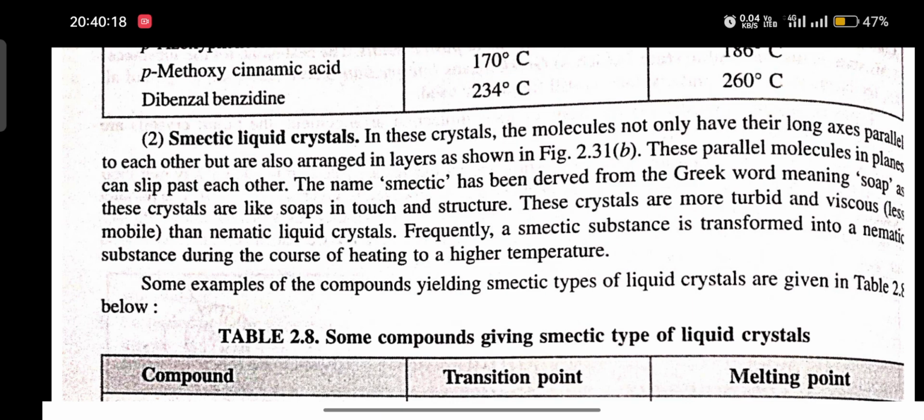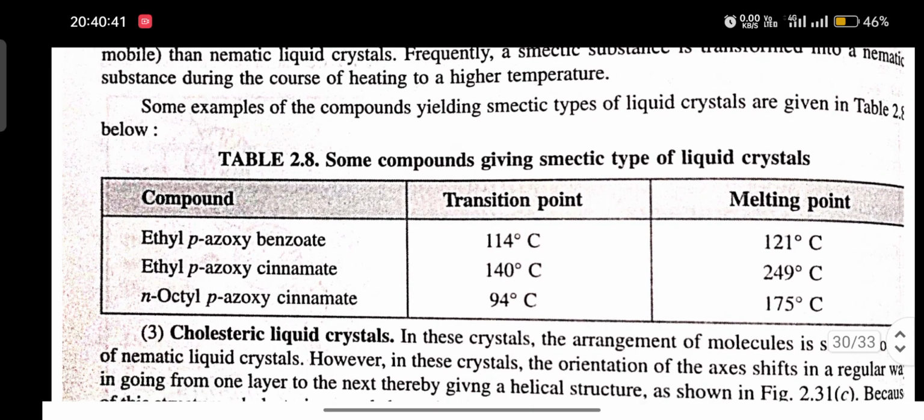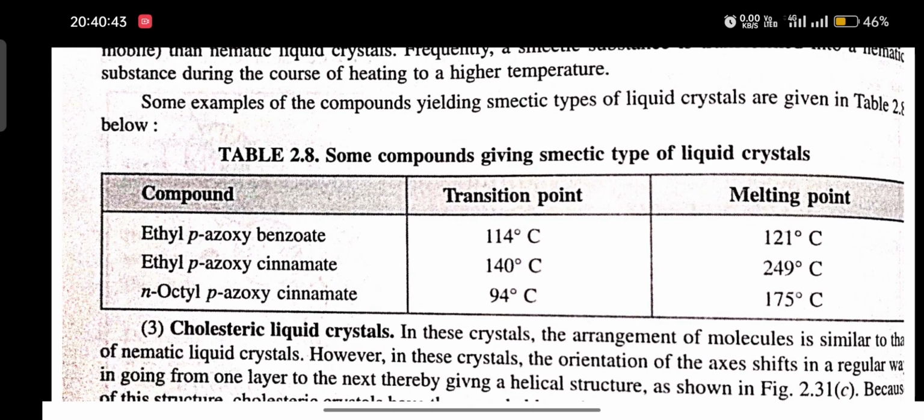The name smectic has been derived from the Greek word meaning soap, as these crystals are like soap in touch and structure. These crystals are more turbid and viscous than nematic liquid crystals. Frequently, a smectic substance is transformed into a nematic substance during the course of heating to a higher temperature. Some examples of compounds yielding the smectic type of liquid crystal.